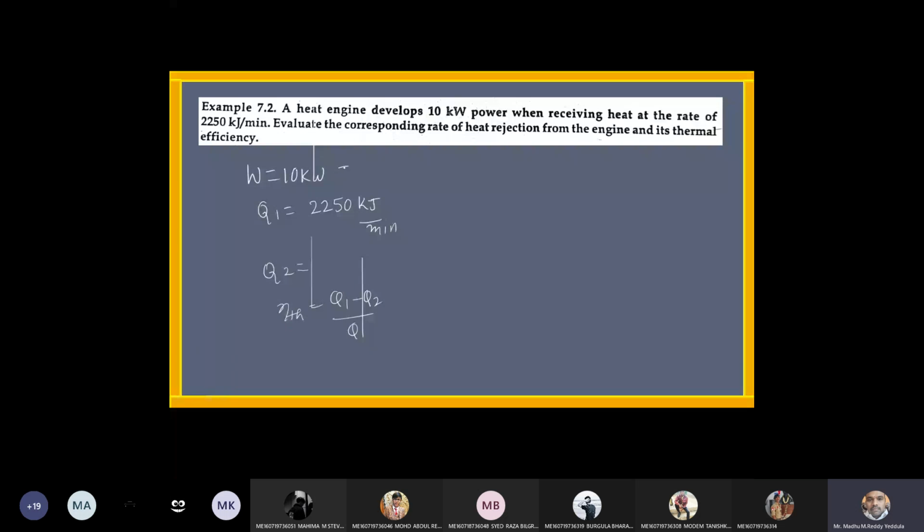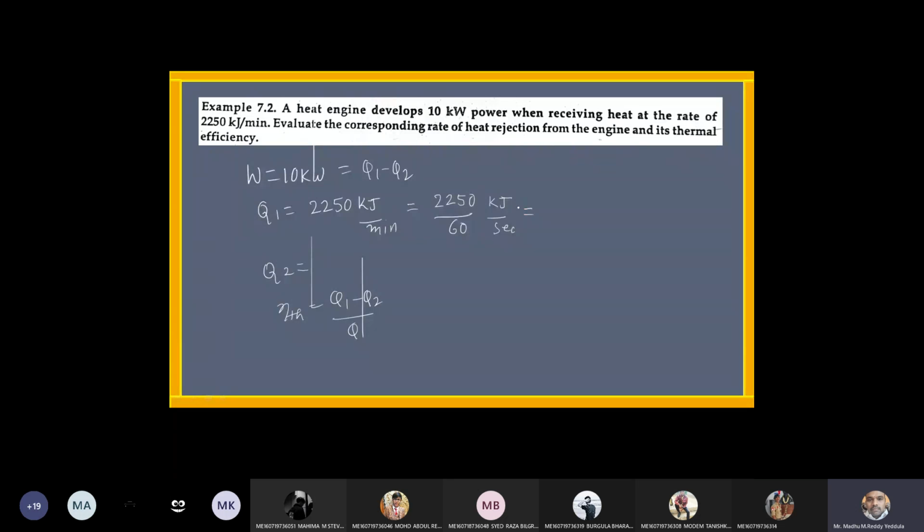Okay. Now, what is work? Work is nothing but Q1 minus Q2. But here the work is in kilowatts, while the heat supplied is in kilojoules per minute. Are the units balanced here? We should balance the units, right? Kilowatt is nothing but kilojoules per second. So here also we should convert to kilojoules per second. For that, 2250 divided by 60, so minute is converted into second, giving kilojoules per second. Therefore it will become kilowatt.